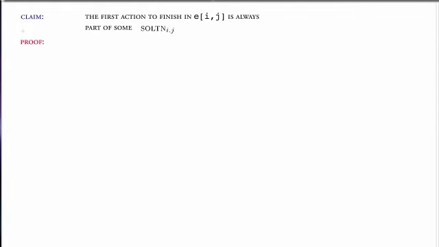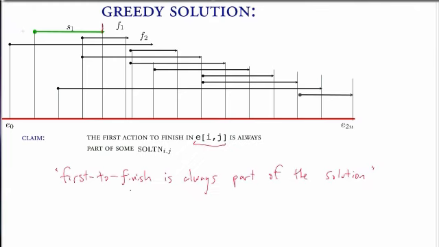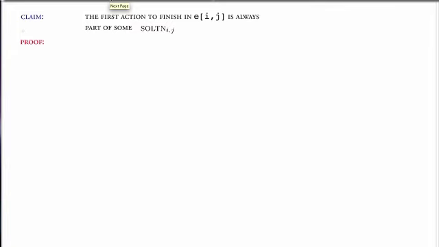Let's actually try to prove that the first to finish is always part of the best solution. Right? Once you know how to come up with the rule, first to finish is always part of the solution, and then argue that it is true, then you know how to come up with greedy algorithms. So those are the steps for coming up with greedy algorithms: understanding some rule, like first to finish is always part of the solution, and then knowing how to prove it. And so let's consider it in this particular case.